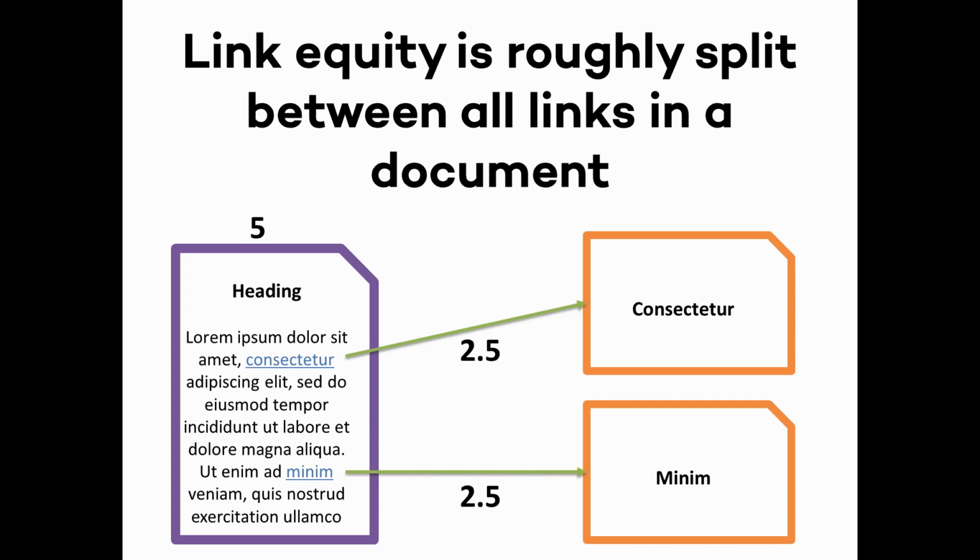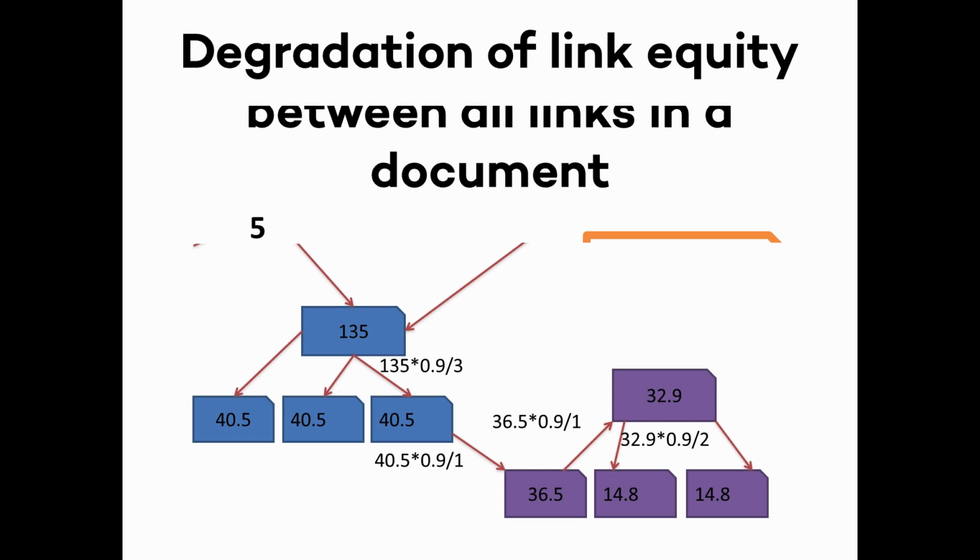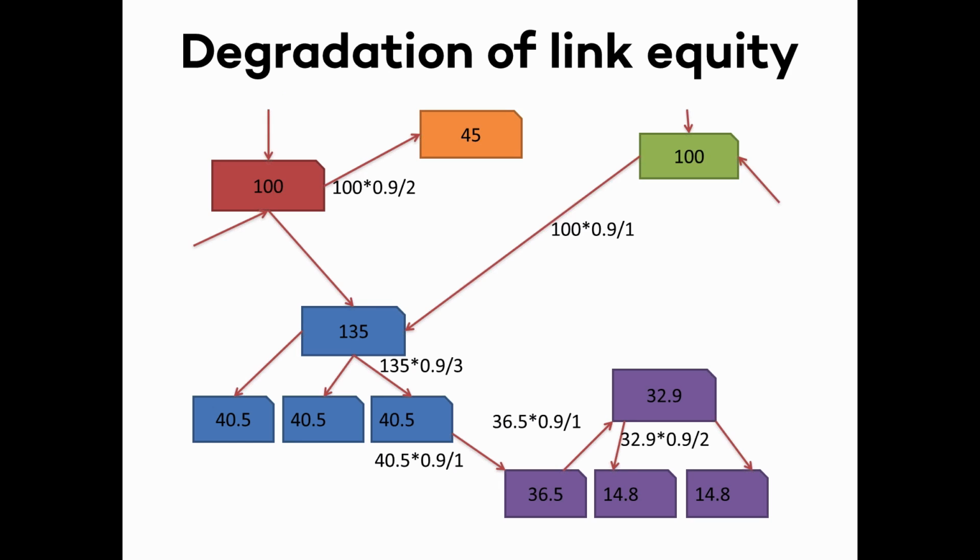There's a few caveats to this, which I'll get onto later, but a document will have a link equity score, and it will pass a proportional amount of link equity to each link on its page. So this page has a score of 5, it has 2 links, so each link will pass 2.5 link equity score to the destination page. And the main caveat to this is that it doesn't pass all of its link equity.